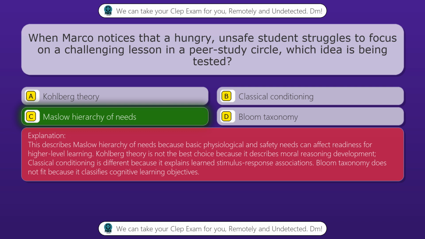This describes Maslow hierarchy of needs because basic physiological and safety needs can affect readiness for higher-level learning. Kohlberg theory is not the best choice because it describes moral reasoning development. Classical conditioning is different because it explains learned stimulus-response associations. Bloom taxonomy does not fit because it classifies cognitive learning objectives.